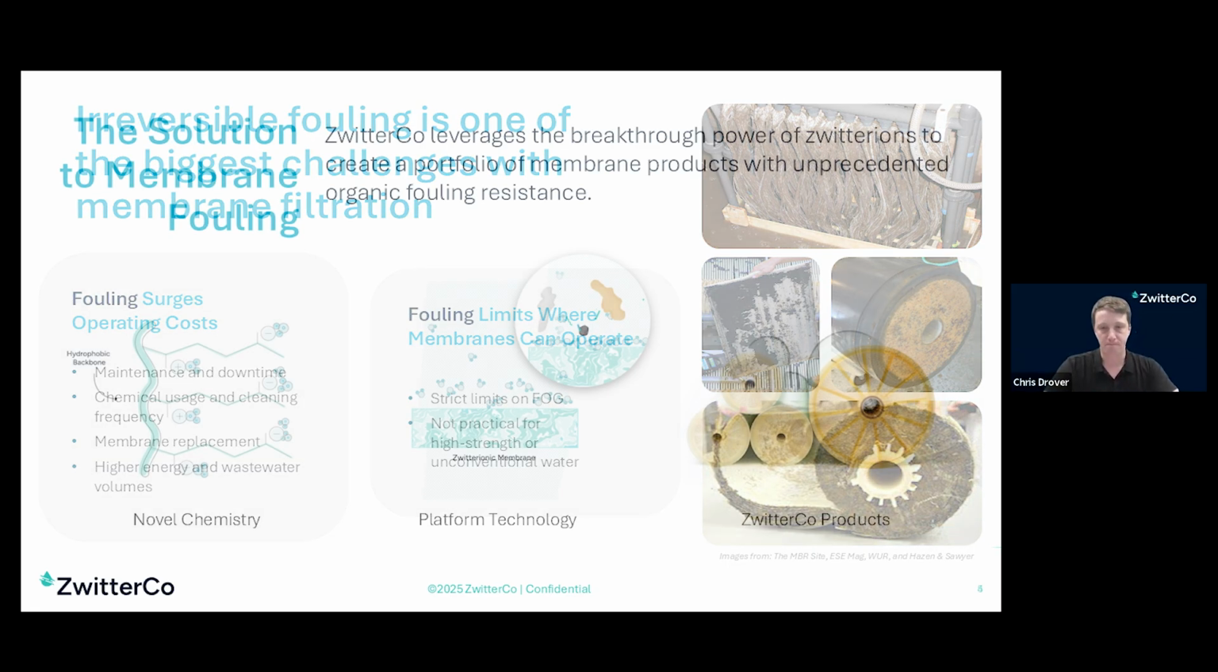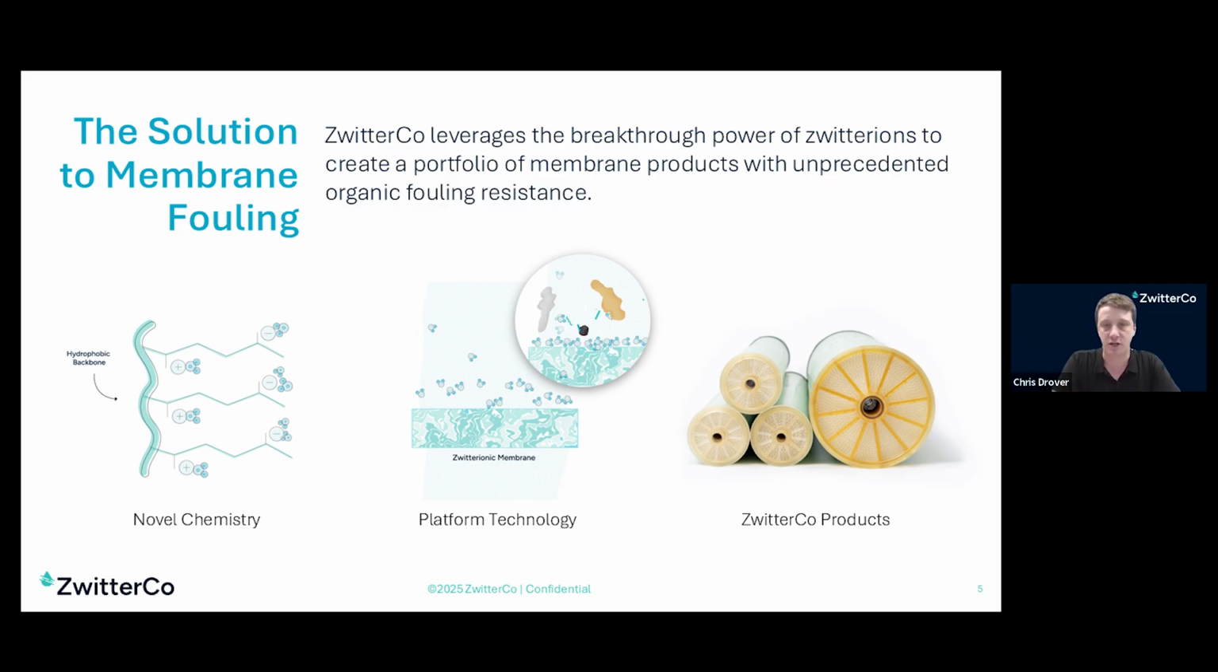So how does ZwitterCo fit in? Starting from an early foundation of university research, we've developed a chemistry platform that leverages the power of Zwitterions to build membranes with breakthrough performance in the face of organic fouling. What are these Zwitterions? Well, Zwitterions are a unique class of chemical compound that contain both positive and negative charges within the same molecule, usually in very close proximity. This gives these molecules really interesting properties.